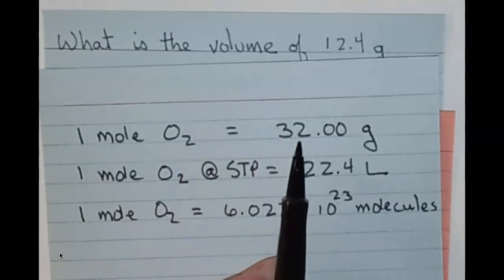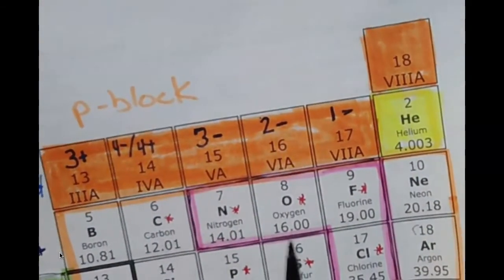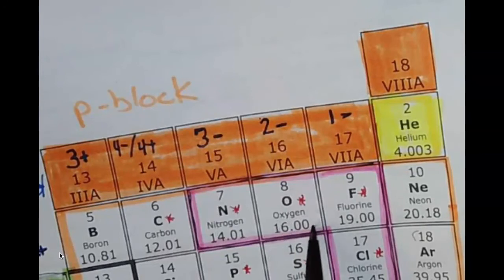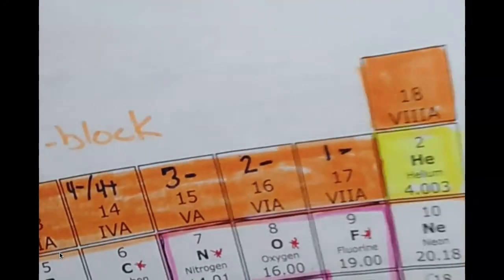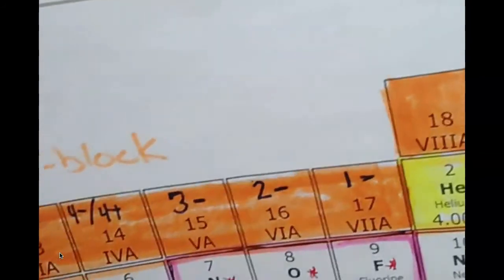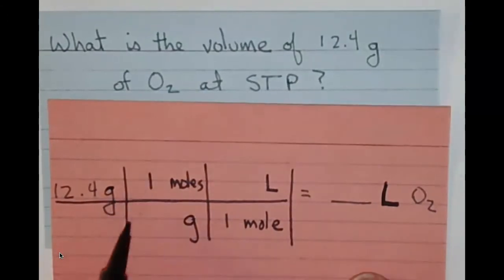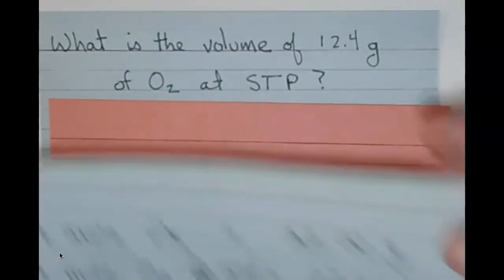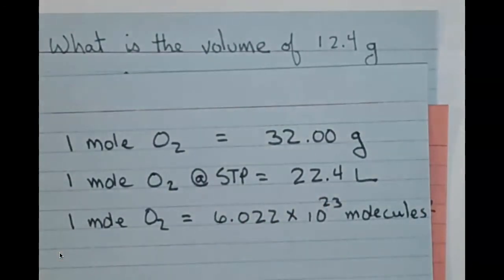1 mole of O2 is 32 grams. Where did I get that? That's from the molar mass. We have O2, so we take the molar mass off our periodic table, multiply it by 2, and get 32 grams. And also we know 1 mole of O2 at standard temperature and pressure is 22.4 liters.